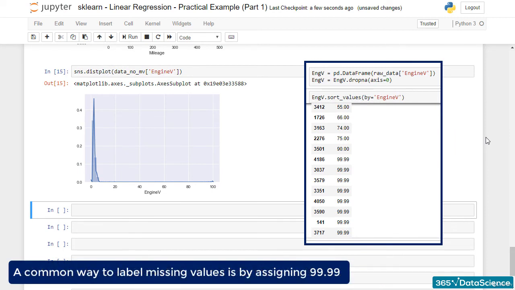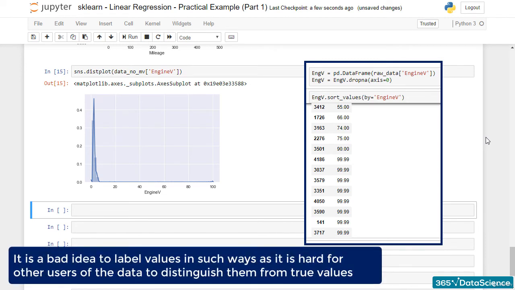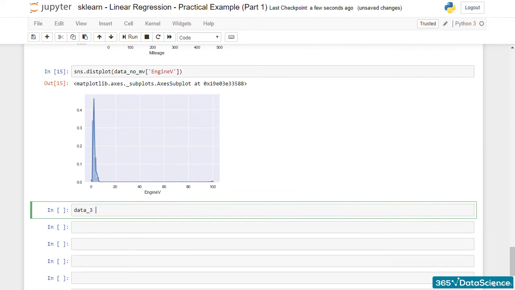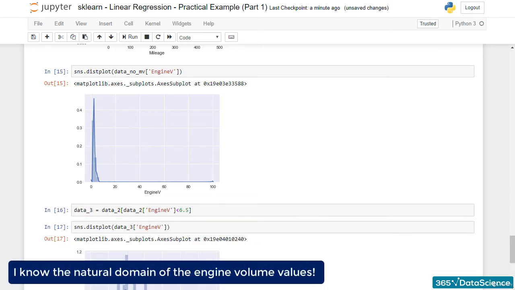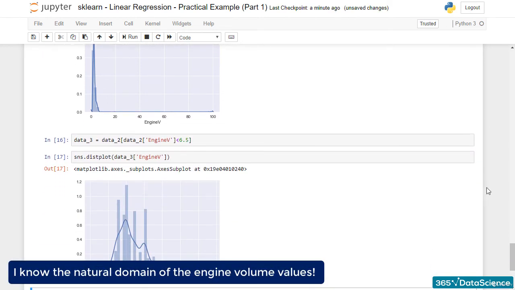Actually, a common way to label missing values is by assigning 99.99. That's something that stuck from the early ages of computers. It is a bad idea to label values in such ways, as it is very hard for other users of the data to distinguish them from the true values. However, be aware that some people still do it. Here we have a benchmark, 6.5. This time, I'll remove all values that are higher than 6.5, as I know the natural domain of the engine volume values. Great!